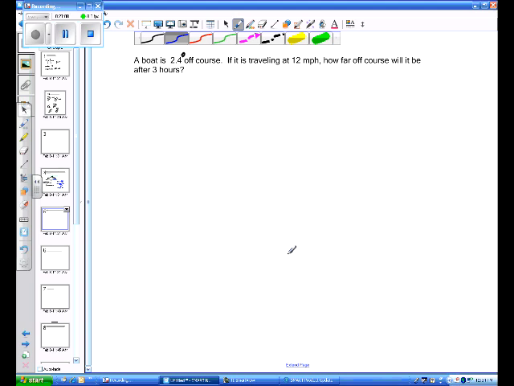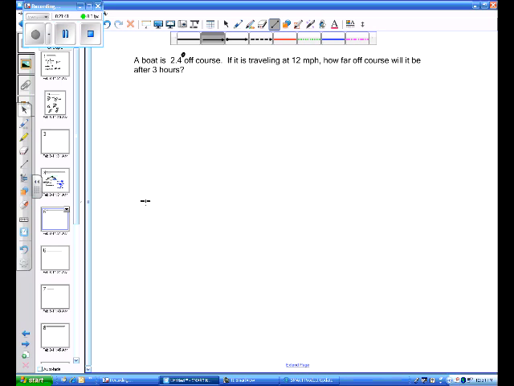And we've got a boat is 2.4 degrees off course. If it is traveling at 12 miles per hour, how far off course will it be after 3 hours? So we want to look at this and see just how far off course we would be from wherever we are. Now, we don't know which direction we're traveling, and it doesn't really matter at this point.